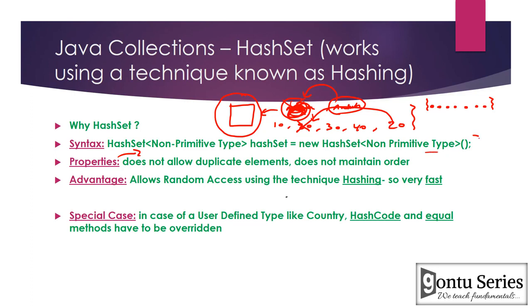There's nothing specific. The way we have used other Java collections, the same way HashSet also works. Nothing special about it. As I said, it's just about keeping all unique items. That's all about it. So it means it's not going to allow duplicate elements and it doesn't maintain any order.